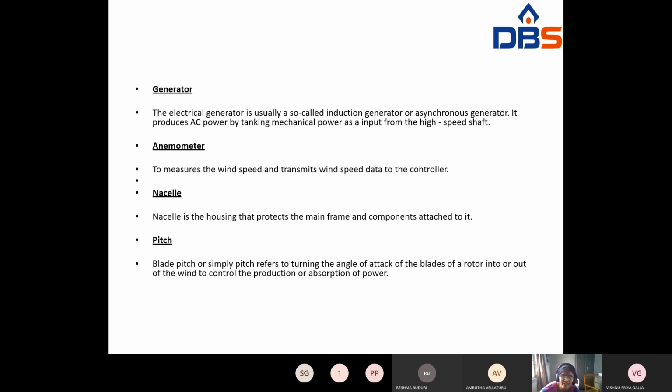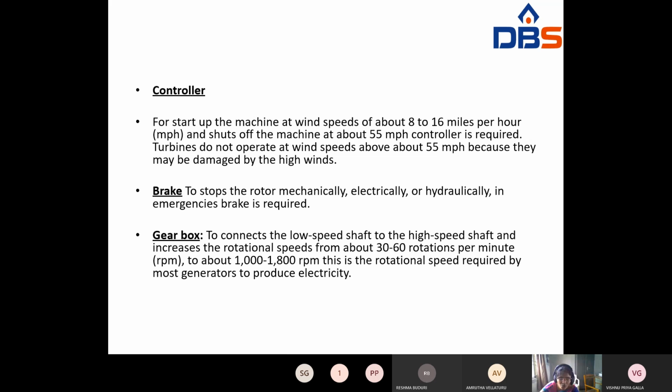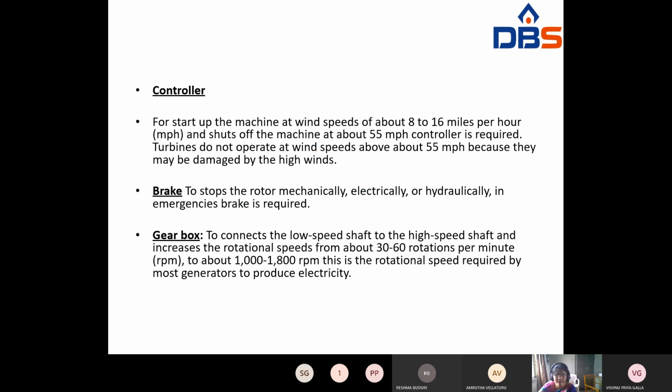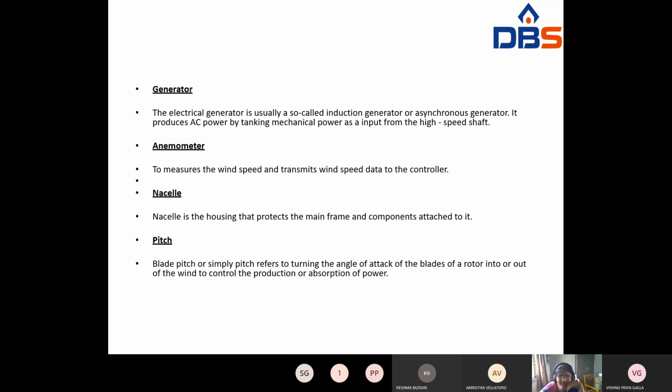So the electrical generator is usually called an induction generator or synchronous generator. It produces AC power by taking mechanical power as input from the high speed shaft. Whenever you give mechanical input, you get electrical output. Anemometer. The anemometer is not connected. A person has to go near and measure, using the anemometer, how much speed the rotor is rotating at.